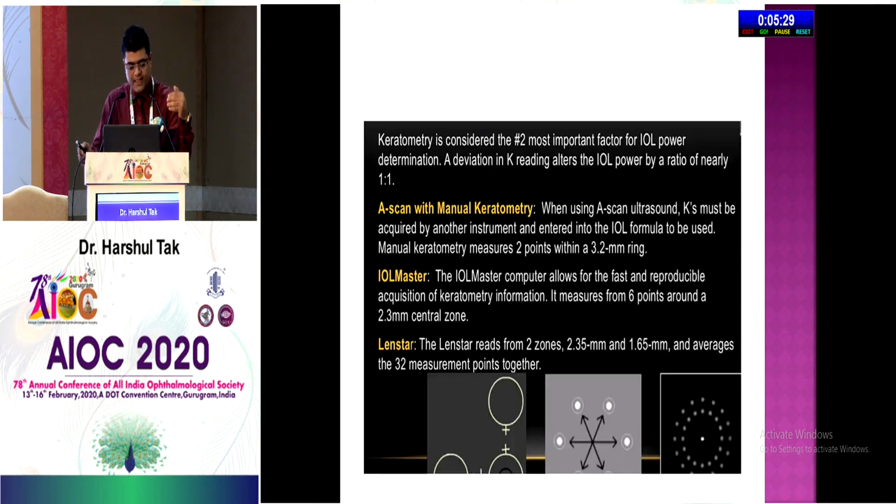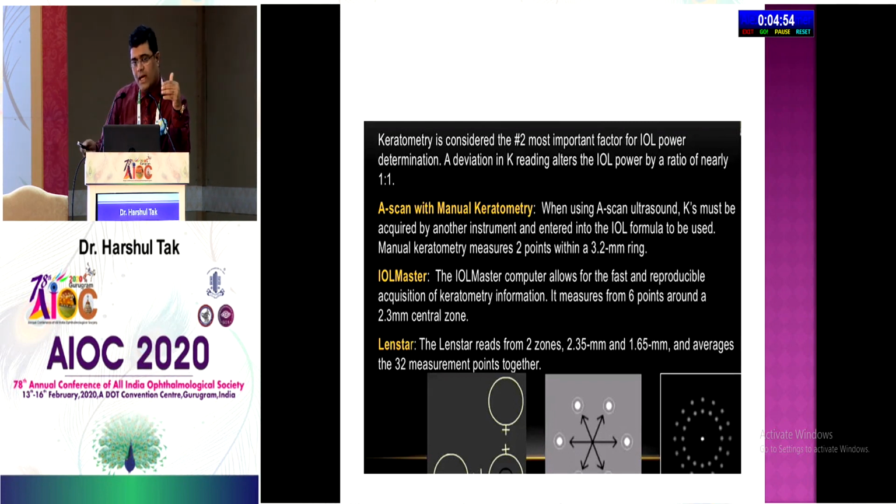So before going on to details of each optical biometer, let's see how they also increase the accuracy of keratometry. We all know that the more points we measure in the central cornea, the better it is. So this is the manual keratometer, which measures only 2 points in the 3.2 millimeter ring, whereas the older IOLMASTER 500 was measuring 6 points around a 2.3 millimeter zone, whereas the LENSTAR, which came almost 10 years after the IOLMASTER 500, was measuring 32 points.